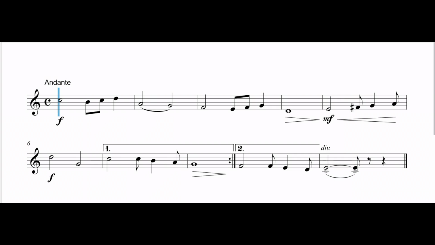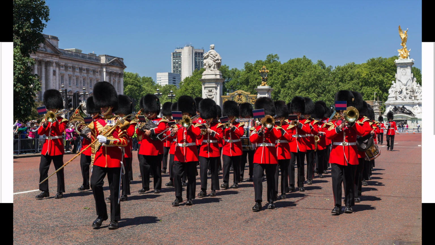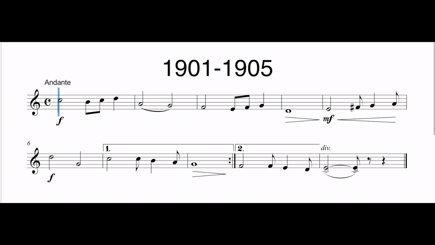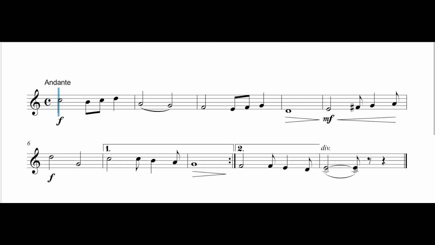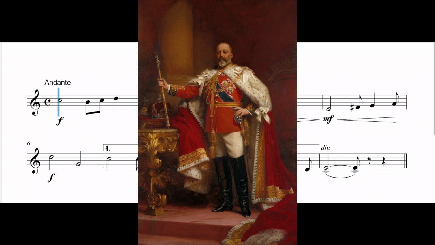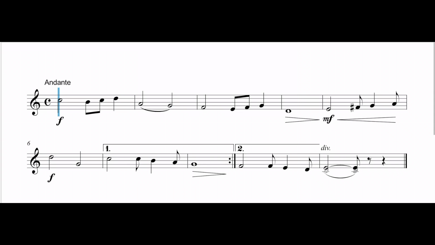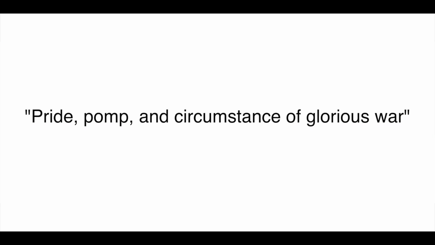It's interesting to note that the title Pomp and Circumstance was actually the title of a series of marches by Edward Elgar that he wrote around 1901 to 1905. This actual melody is called Land of Hope and Glory, something that he had previously written and incorporated into his marches. Pomp and Circumstance was written for the coronation of King Edward VII. The name Pomp and Circumstance was taken from Shakespeare's Othello, "pride, pomp, and circumstance of glorious war."